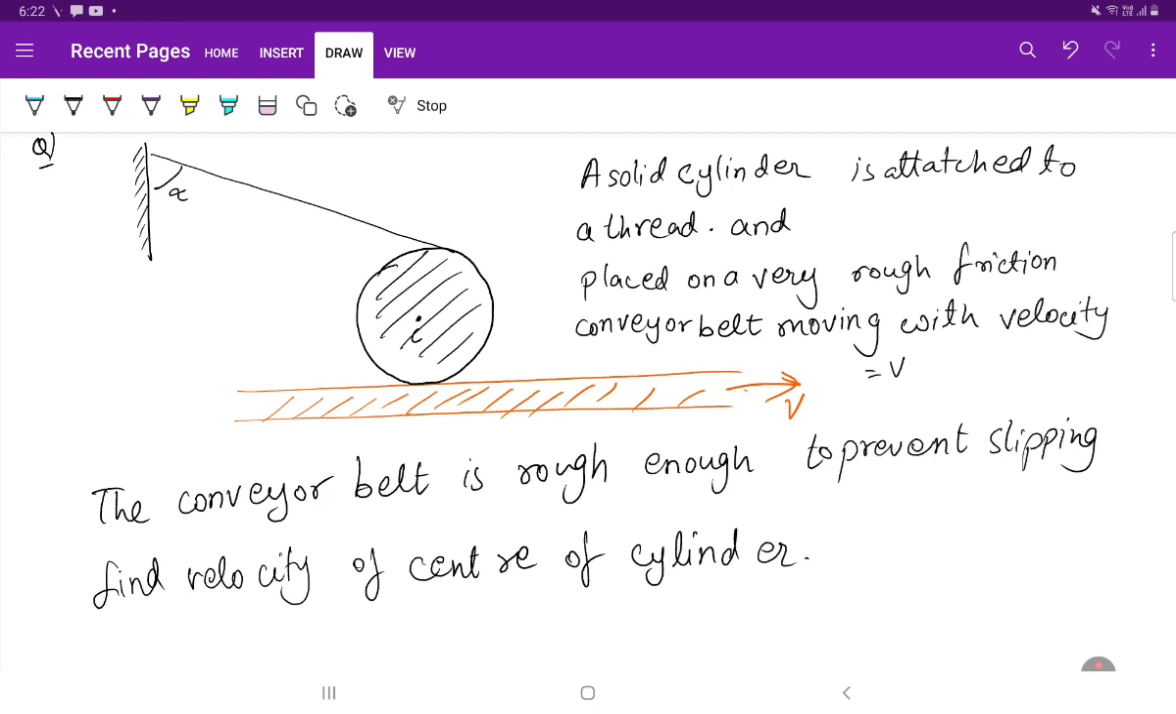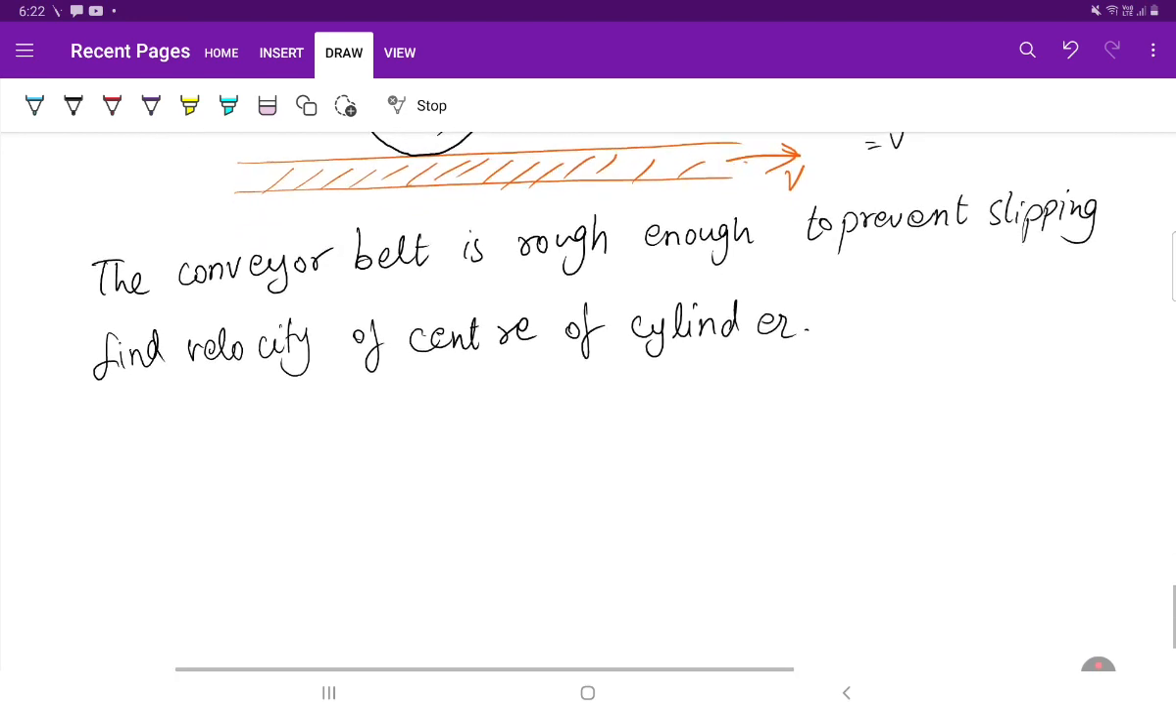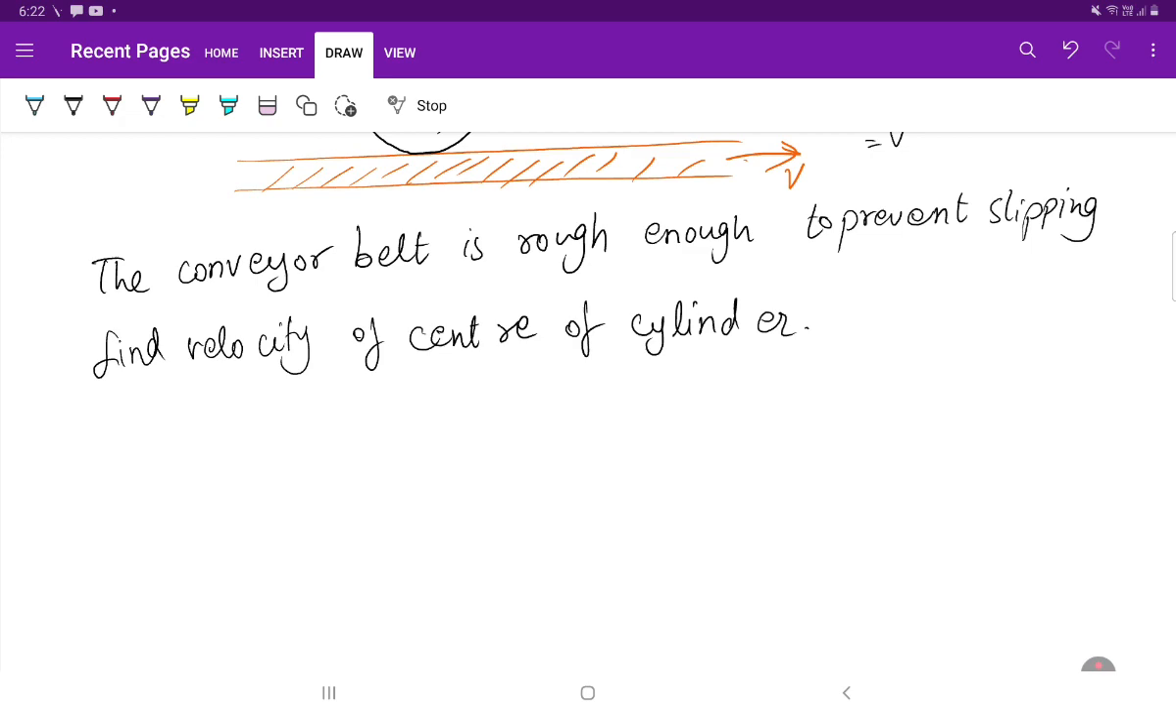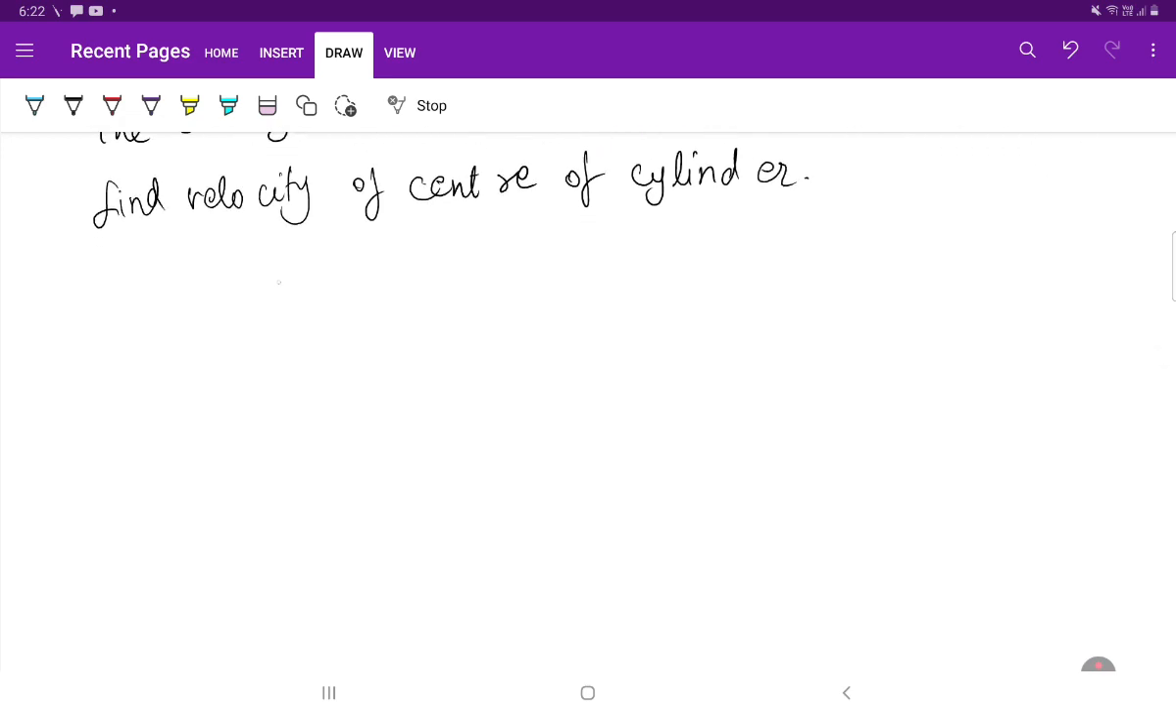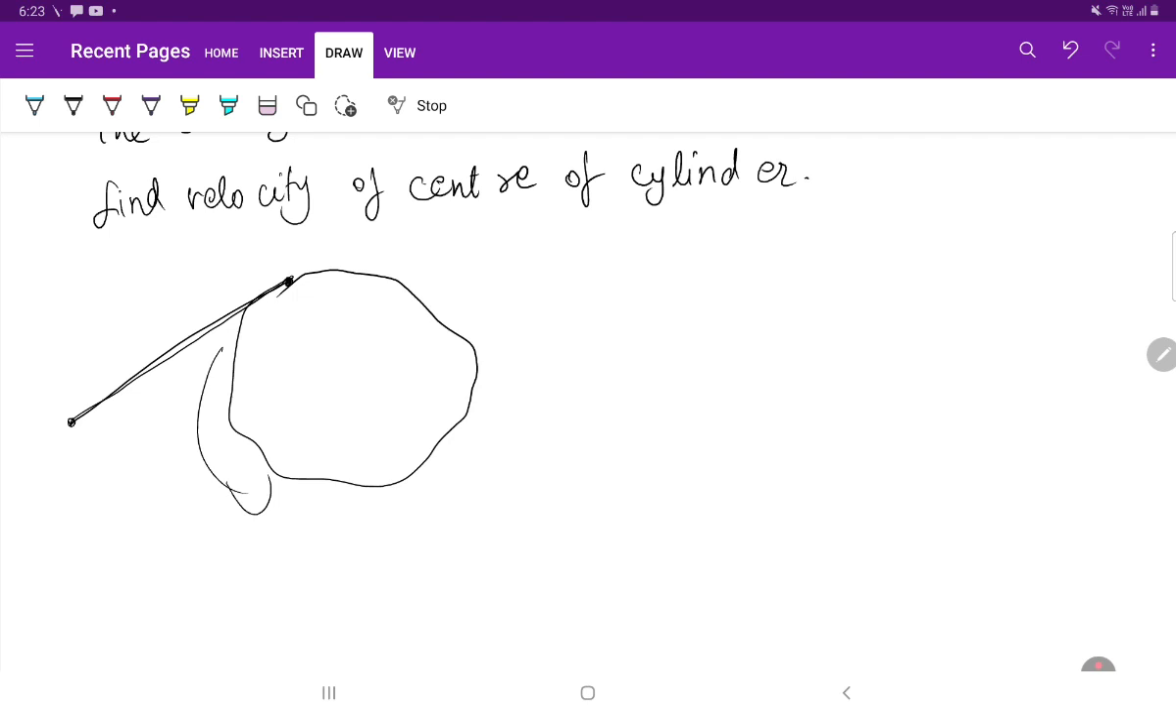Before going through the solution, you must know some concepts. If a rigid body is attached to a fixed string, and it unwinds, meaning it tries to go like this, then the point in contact with the string basically stays at rest. Suppose in this case, if the cylinder tries to unwind, then this point P is instantaneously at rest with respect to the thread.